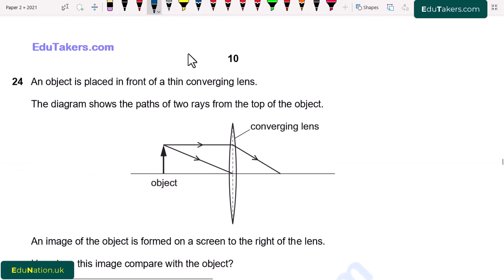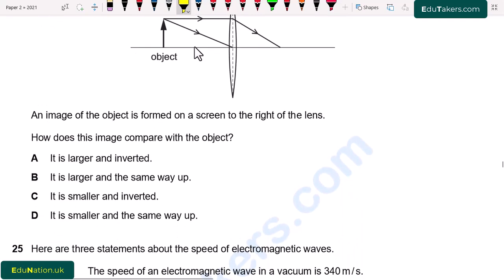Question number 24. An object is placed in front of a thin converging lens. The diagram shows the paths of two rays from the top of the object. Here is the converging lens and there is the object that is placed on the left side. An image of the object is formed on the screen to the right of the lens. So its image is formed on the right side of the lens. How does this image compare with the object? So here we have to compare the image with the object.